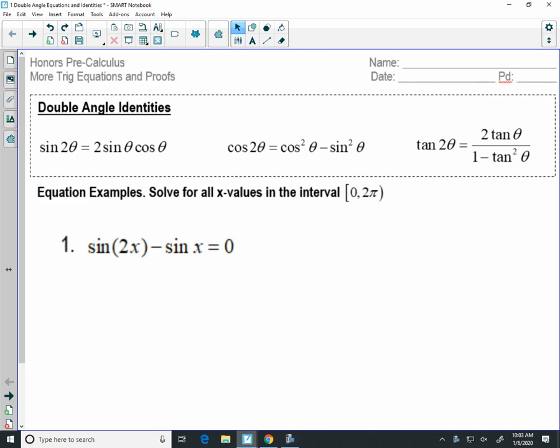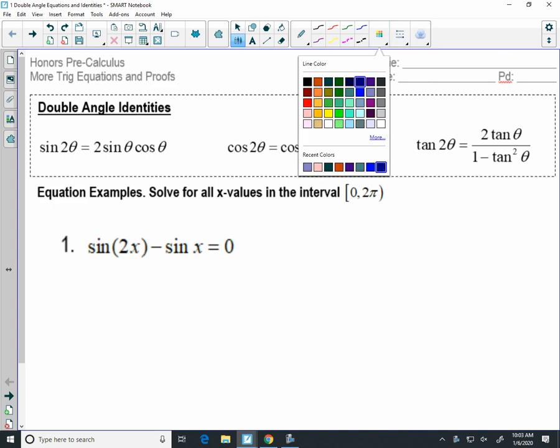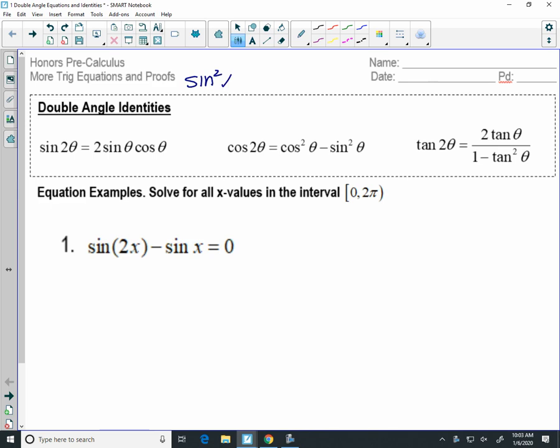Good news, you don't have to memorize these identities. You do have to remember our most favorite identity from last semester, which is this one. We're going to use it a lot today. So you have to remember sine squared plus cosine squared equals 1, and that we can move it around to use it a little bit easier.